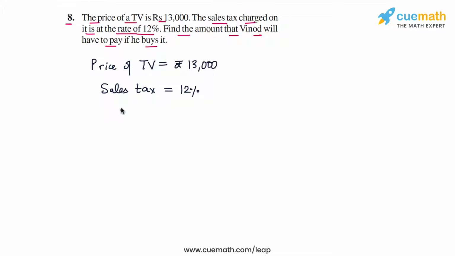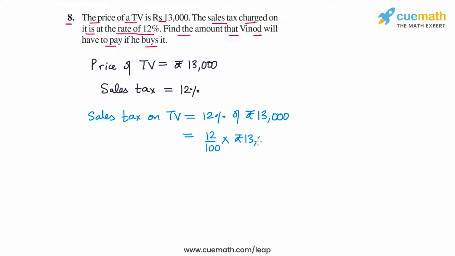This means that the sales tax on the TV, let's find the amount of that sales tax. So sales tax on TV will be 12% of 13,000. 12% of rupees 13,000. How much is this? So this is equal to 12 by 100 into rupees 13,000. This is the amount of sales tax, and this will be equal to how much? 13,000 by 100 is 130. 130 into 12 is 1,560. So rupees 1,560 will be the amount of sales tax on the TV.